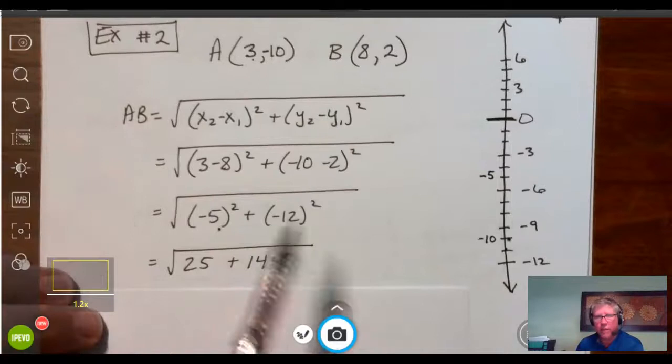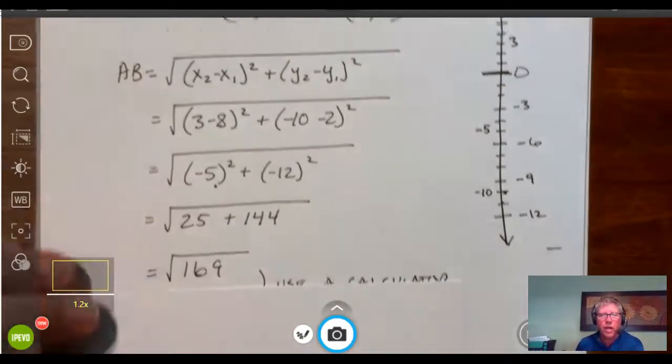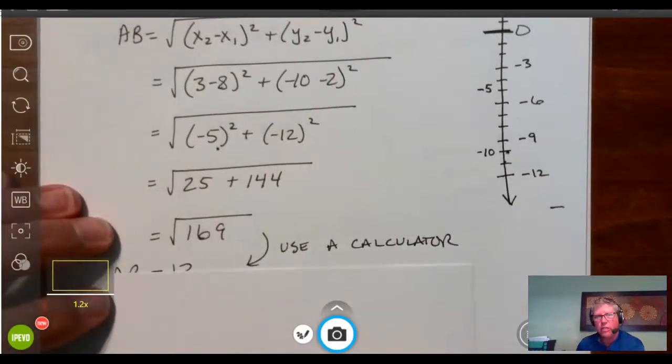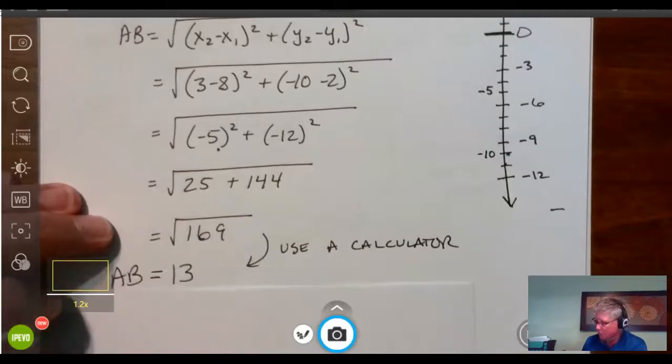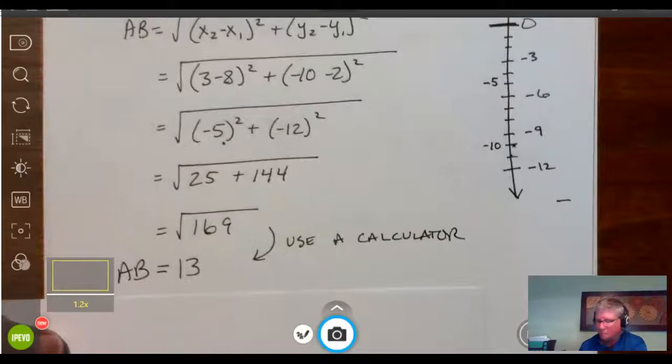It turns out -5 squared is 25, -12 squared is 144. Add those, I get 169, which is an amazing number. But if I use a calculator, or thank goodness I had Mr. Hazemeyer at Tavelli Elementary, made us memorize the perfect squares up to 15. I know that 13 times 13 is 169.